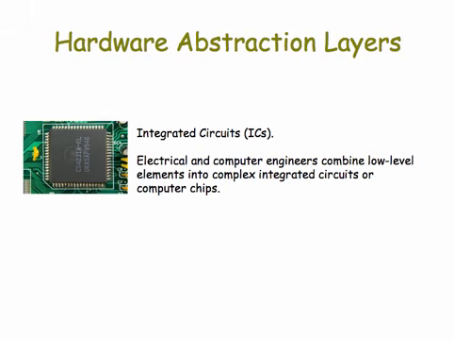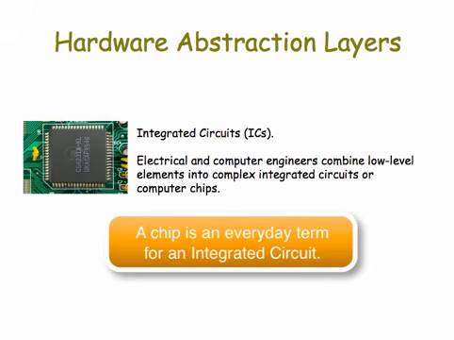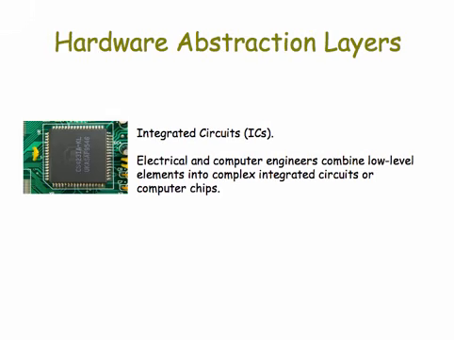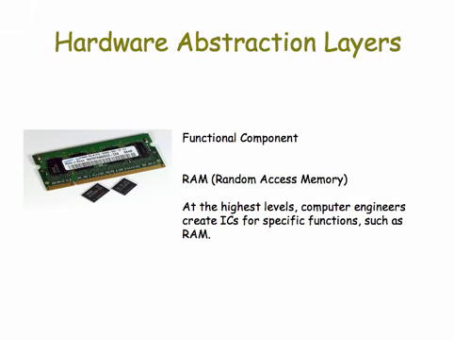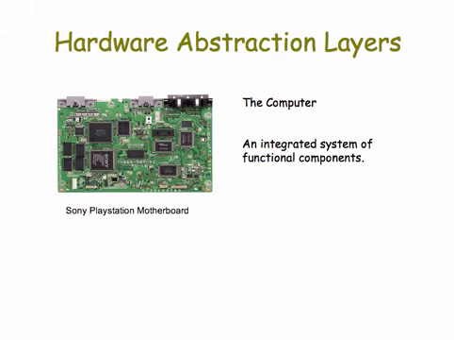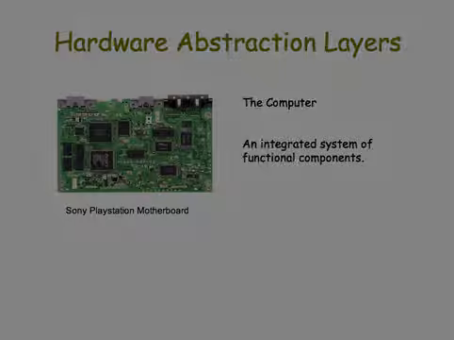These computational components can be integrated into circuits, put into integrated circuits, which are otherwise known as chips. In this case, we're looking at a central processing chip. And these chips have functions, such as memory or a processor or a GPS. And they are integrated together at the highest level on the motherboard, where they're organized into a computer system.